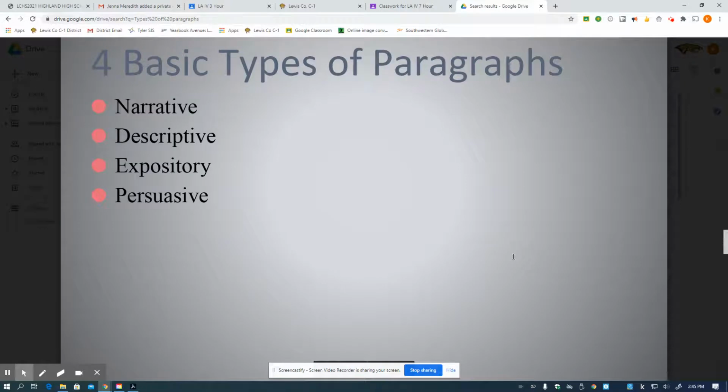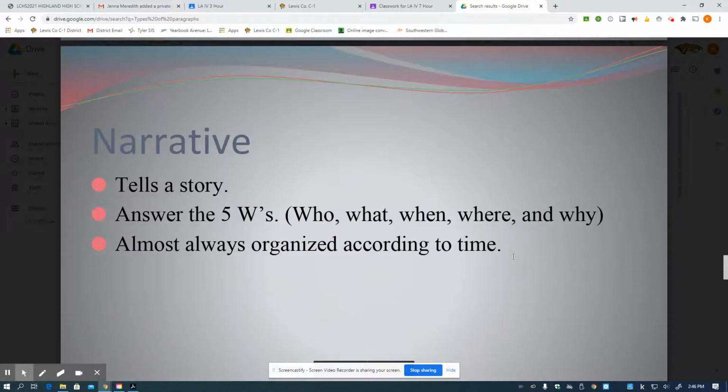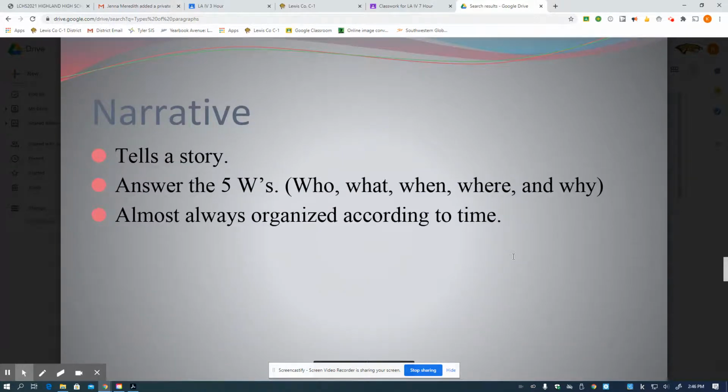So, in writing, we have 4 basic types of paragraphs, 4 basic types of essays, 4 basic types of whatever you want to call it. The first, of course, is a narrative. So, my LA4 kids, that's the first paper you're getting ready to write, all right? You are going to write a narrative. A narrative tells a story and answers the 5 W's: who, what, when, where, and why. And it's almost always ordered chronologically.